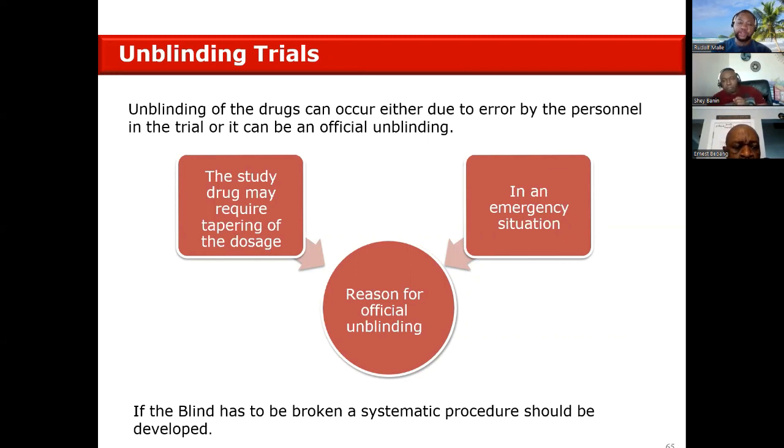Once the sponsor provides the code to unblind the study, the site becomes aware of the drug that the subject is receiving, and then they can properly decide how to treat them clinically.